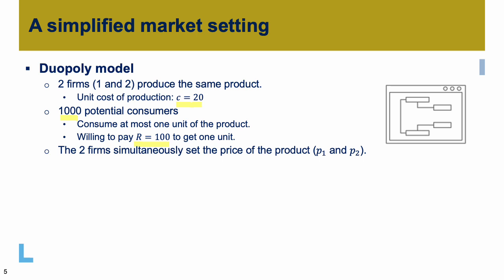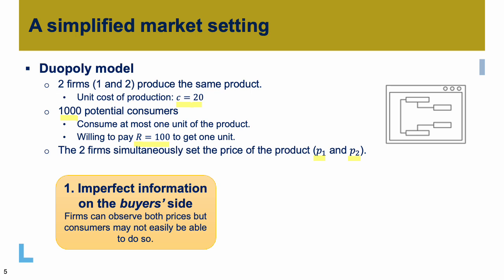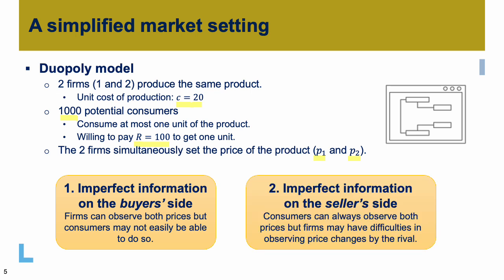Now, the two firms will simultaneously set the price of the product, and these prices are symbolized by P1 for firm 1 and P2 for firm 2. Now, we look at two scenarios. In the first scenario, we assume that buyers may have some imperfect information on the prices, so they may not be able to observe all prices, and we want to see what impact that has on the market performance. And then we do the same by assuming that it's now the sellers who may have trouble observing the price of the other firm.